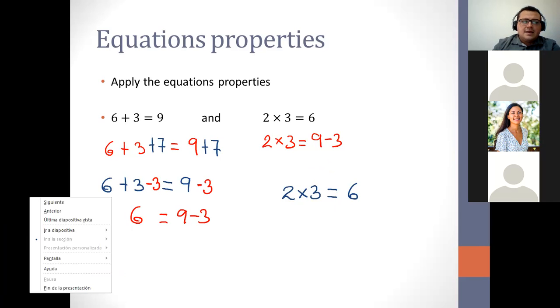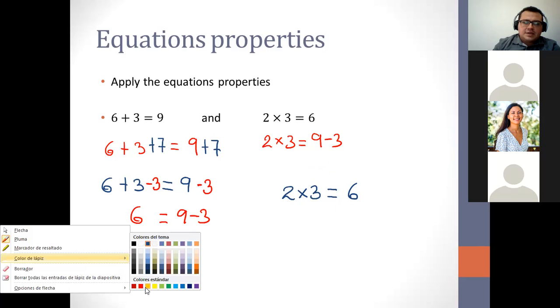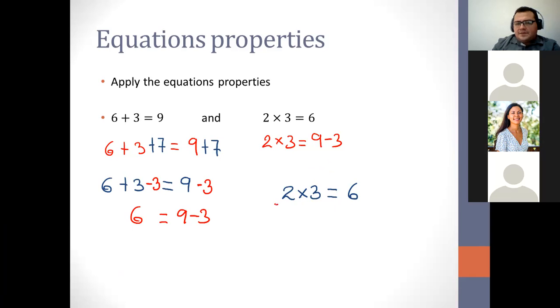If I divide by 2 on the left side, which is a multiplication, then I have to divide the right side by 2. Will those values keep the same equation? Yes, we'll keep the equation. Of course. And 3 equals 3. Excellent. It's going to be 3 equals 3.